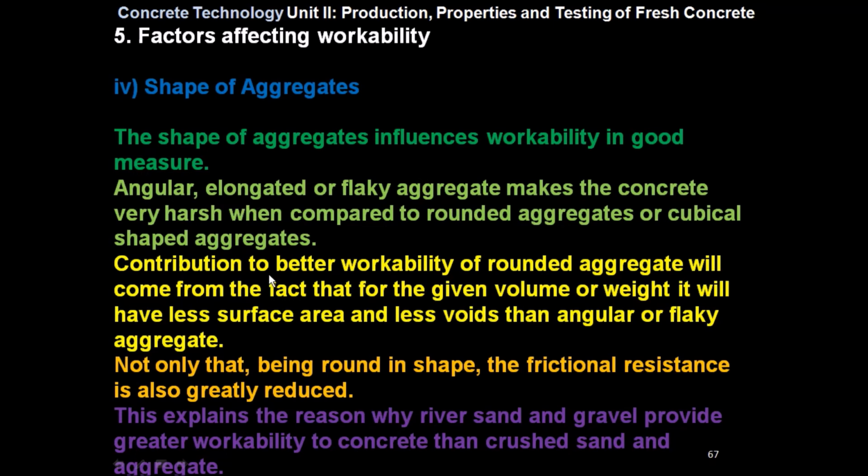Contribution to better workability of rounded aggregate will come from the fact that for the given volume or weight, it will have less surface area and less voids than angular or flaky aggregate. Not only that, being round in shape, the frictional resistance is also greatly reduced. This explains the reason why river sand and gravel provide greater workability to concrete than the crushed sand and aggregate.